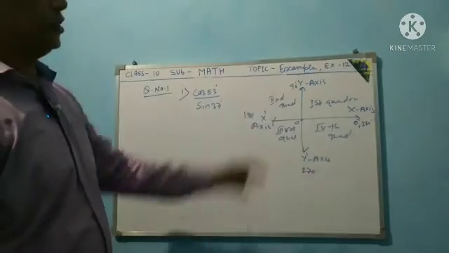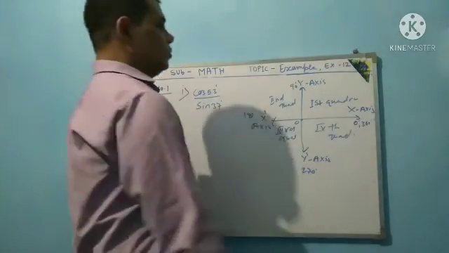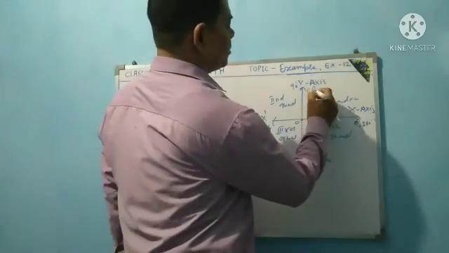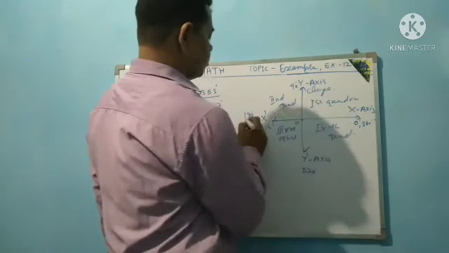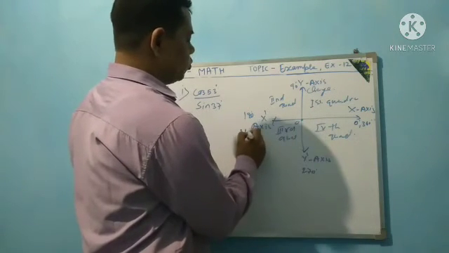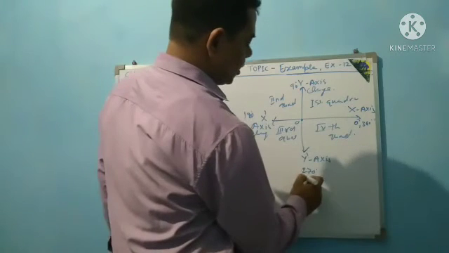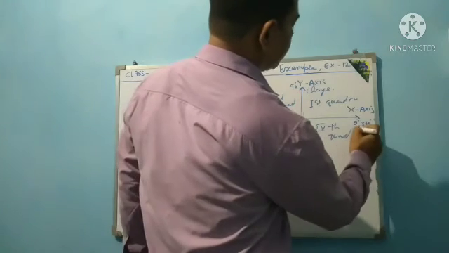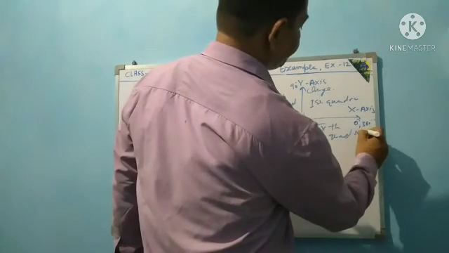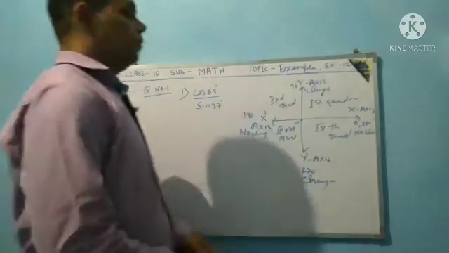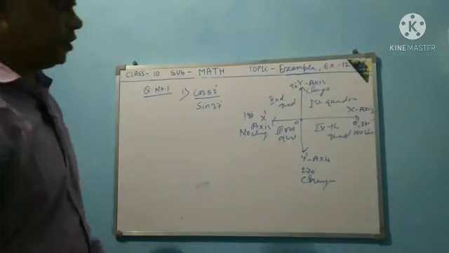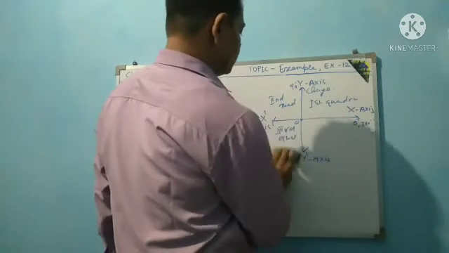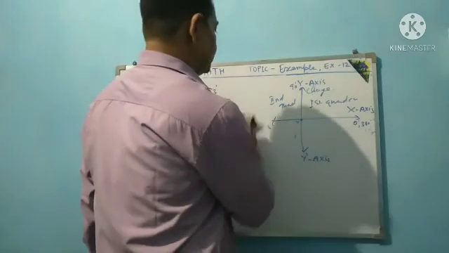In previous classes you also studied that at 90 degree there is a change, at 180 degree no change, at 270 degree change, and at 0 and 360 degree no change. So these terms you studied in previous classes. So I will explain these things.